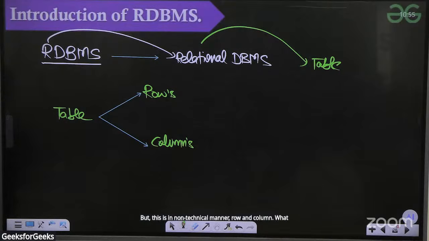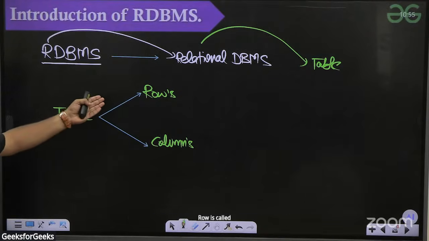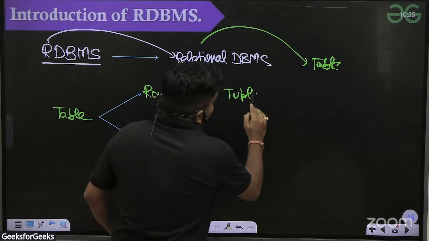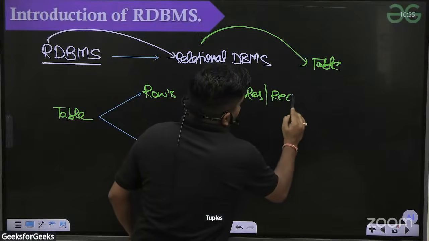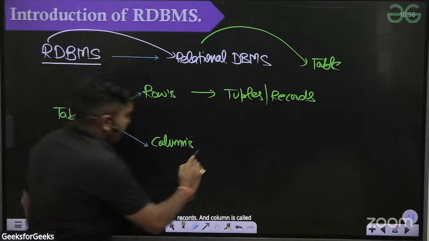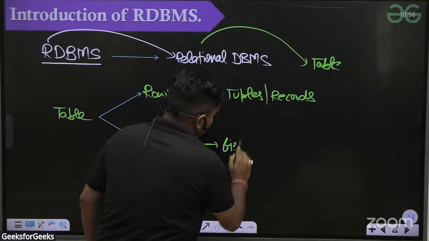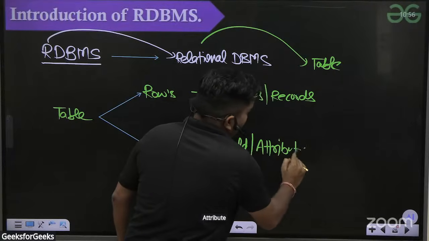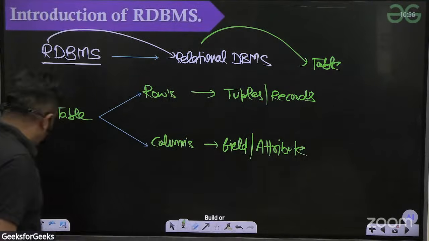What do we call them? A row is called a tuple or record, and a column is called a field or attribute. Field or attributes.